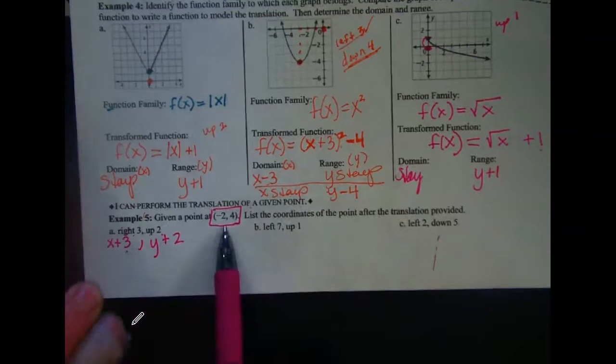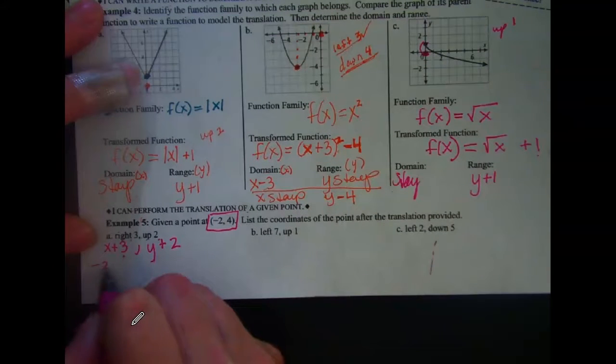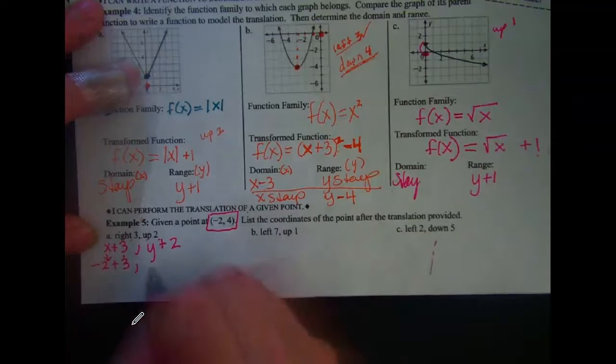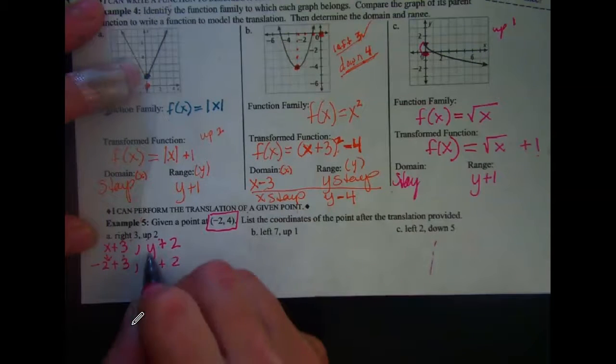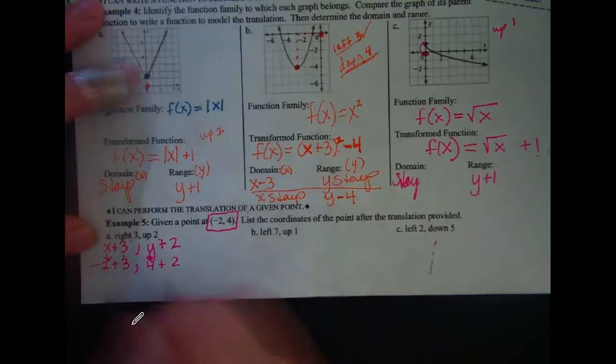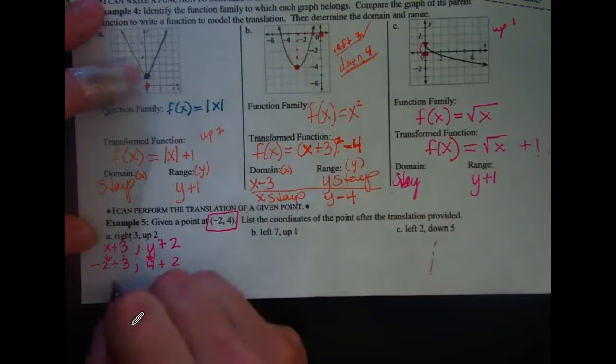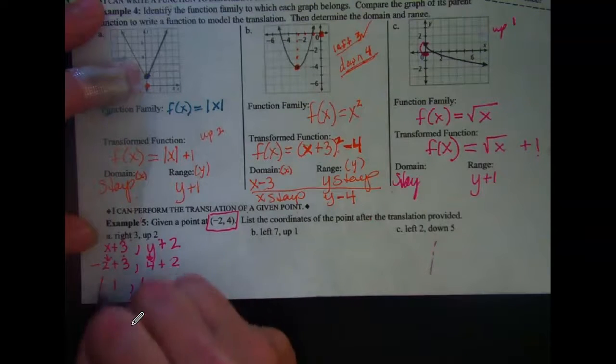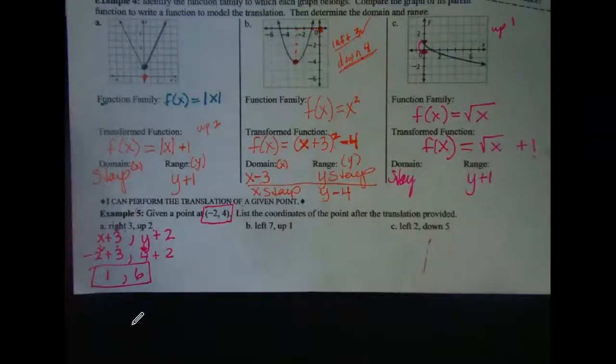So we just take our x coordinates. So this becomes -2 plus 3, because that's our x. And then this becomes 4 plus 2, that's our y. And then we just put them in our calculator. 1, 6. And that's it.